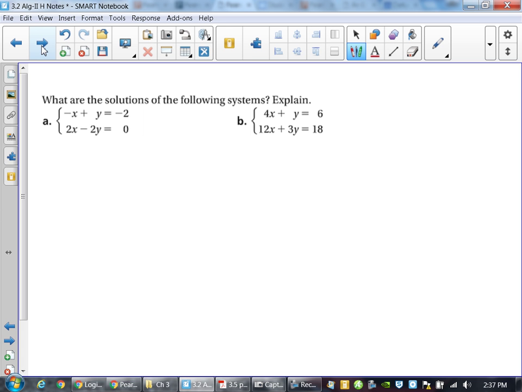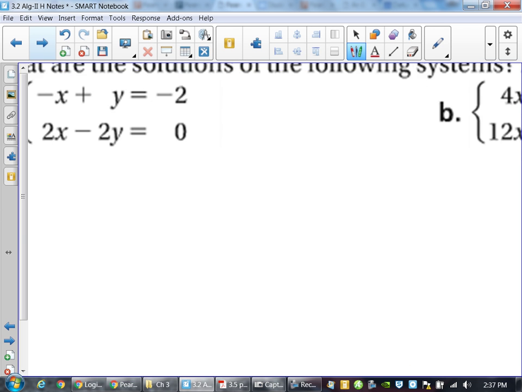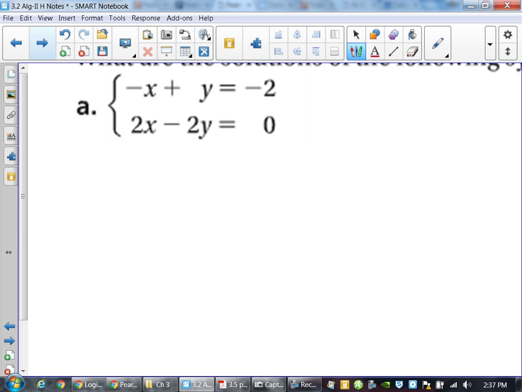I think I did have an example here. Ah, it's this one. Let's try this one. We got a couple minutes. Negative x plus y is negative 2. And 2x minus 2y is 0.